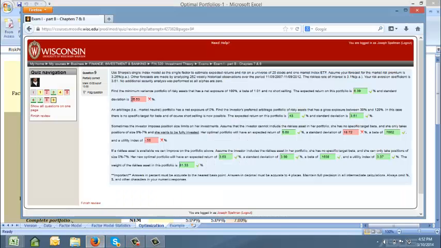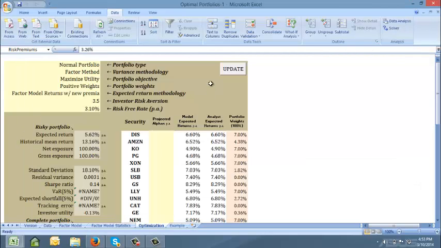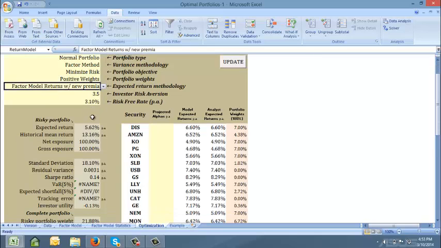do specific scenarios. First one is find the minimum variance portfolio of risky assets that has a net exposure of 100%, a beta of 1.01, and no short selling. So this means that we're going to need a normal portfolio. Using the factor method, we are going to minimize risk with only positive weights. We're going to use the factor model with new premia, and then let's update it quick.